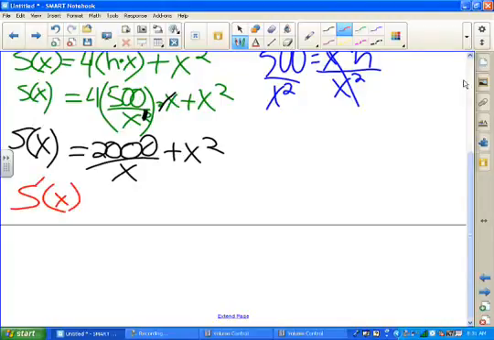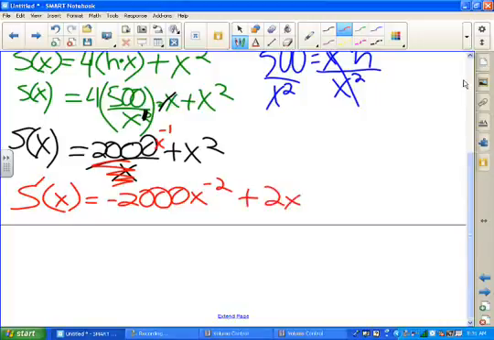Now to find the minimum value, I need to take the derivative, which really gives me the slope of the tangent line. By using the power rule, the derivative is negative 2,000 times x raised to the negative 2 plus 2x. Again, I'm going to need to set this thing equal to 0. I'm going to toss that x to the negative 2 down on the bottom, so it's all over x to the positive 2. And then I'm going to have to set this equation equal to 0 and solve. By doing that, that will give me the value for x where the slope of the tangent line is equal to 0, which is where the vertex is of our quadratic equation.